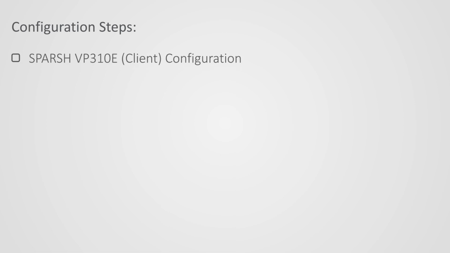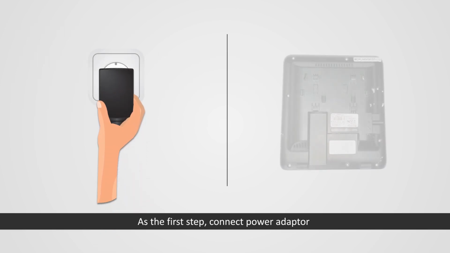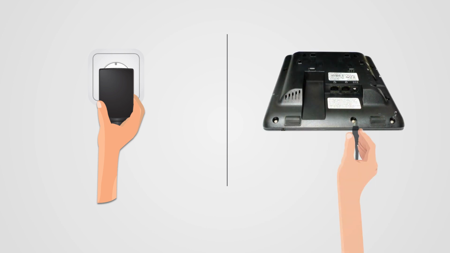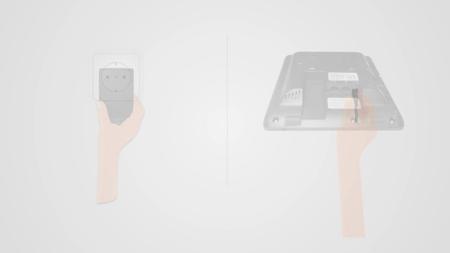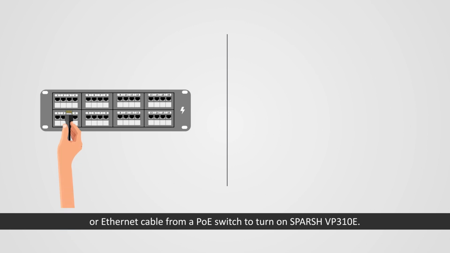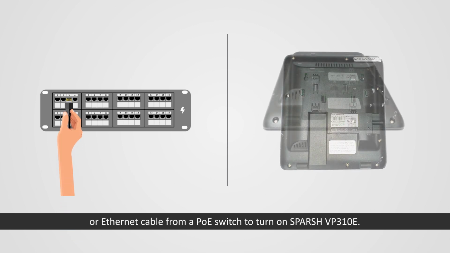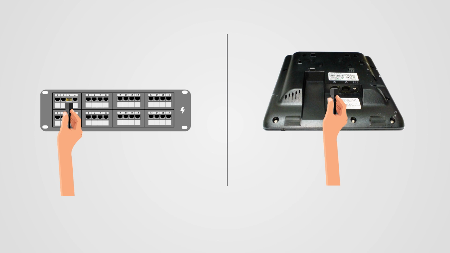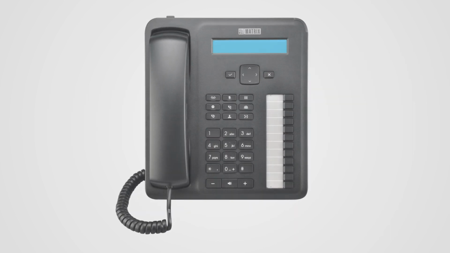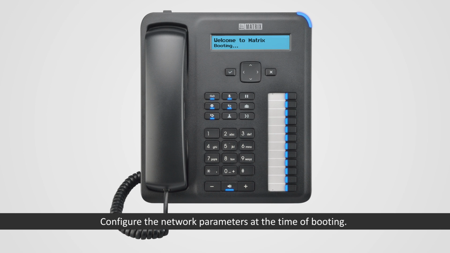SPARSH VP310E, that is client configuration. SARVAM UCS SOHO, that is server configuration. Let us start with the first step of SPARSH VP310E configuration. As the first step, connect power adapter or Ethernet cable from a PoE switch to turn on SPARSH VP310E. Configure the network parameters at the time of booting.